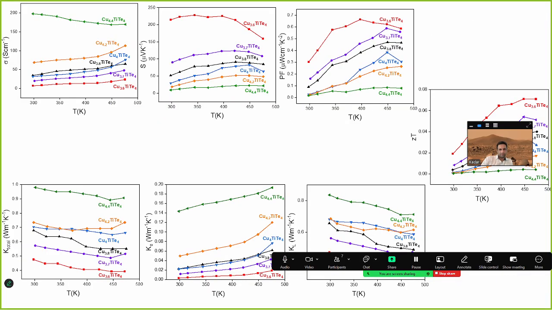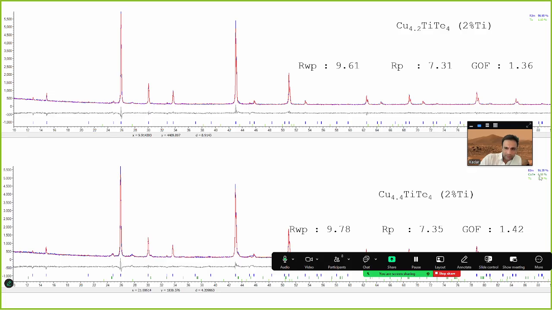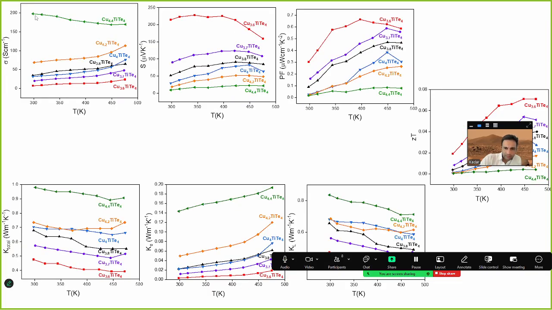Okay, so these are the transport properties. I think this is because of impurity scattering, the electrical transport will decrease and even the thermal. This is SPS, right? Yes, SPS. And in the case of 4.4, there is about 6% copper telluride. I think due to the copper telluride, the electrical conductivity increases, because when I didn't add the extra 2% titanium, there was 10 to 15% copper telluride. Due to that, the electrical conductivity at room temperature is around 400 Siemens per centimeter.